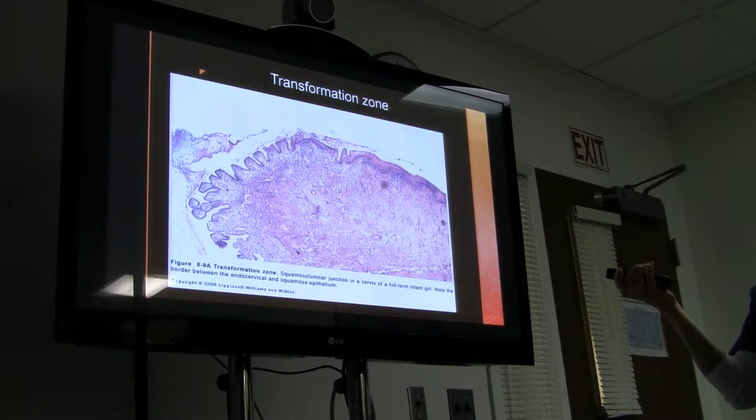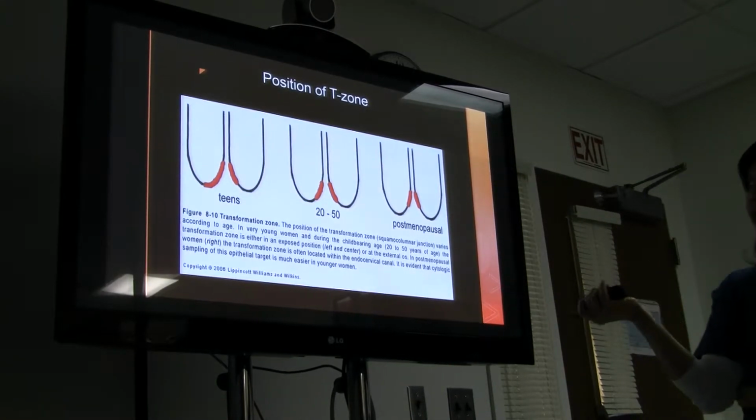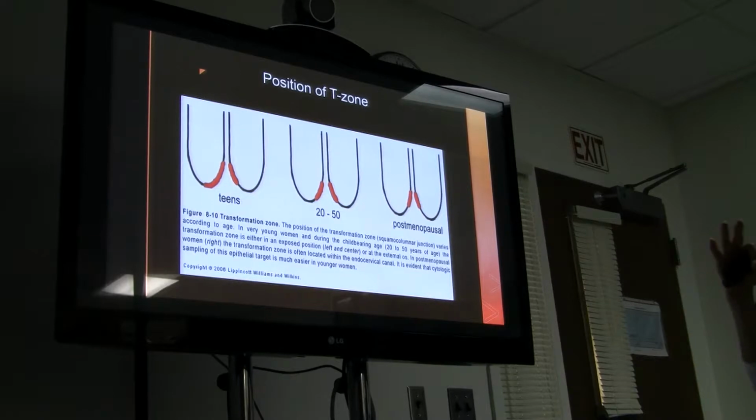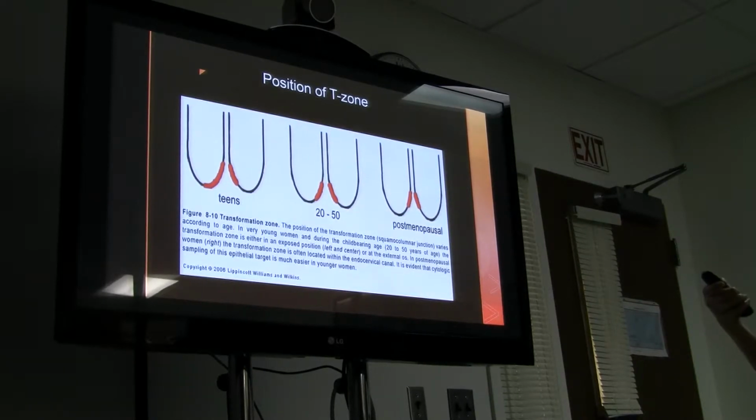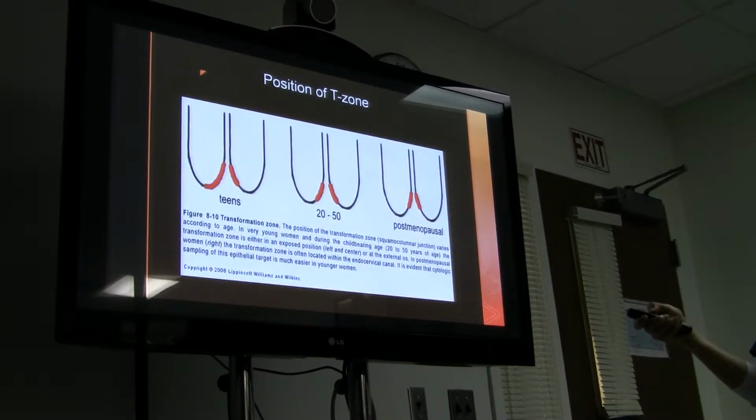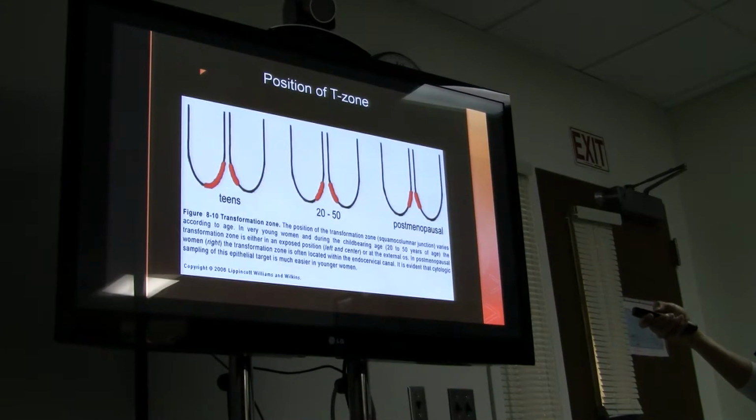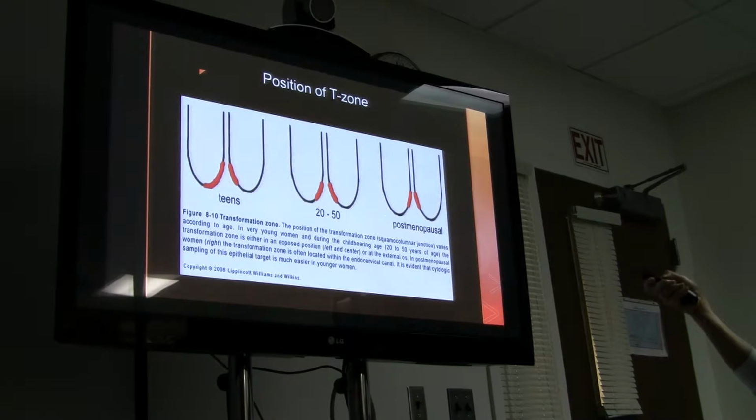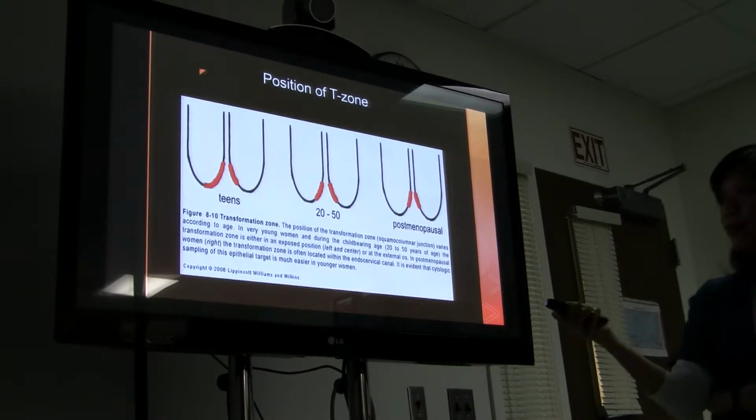Here's the picture again. Okay, the T-zone location slightly change over time. In teens, it's pretty much out in the outer cervix here. Okay, so this is going into the cervical canal. This is the outer cervix. So in early teens, the T-zone is like right out here. Between 20 age to 50 is shifted up a little bit. And as it goes menopausal, it's shifted higher. Okay, so it's keep going up higher. The zone kind of shift.